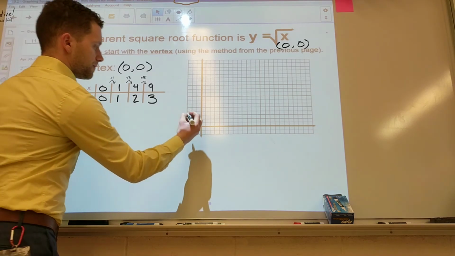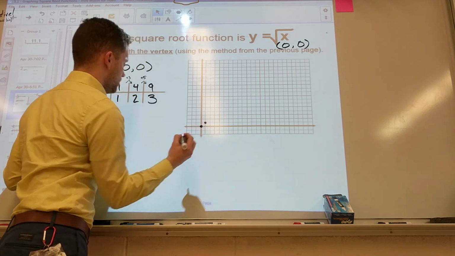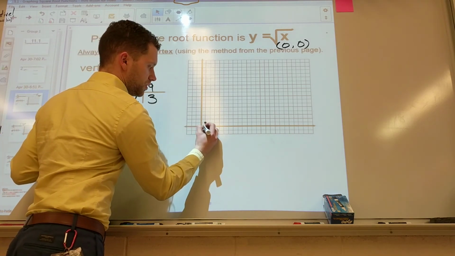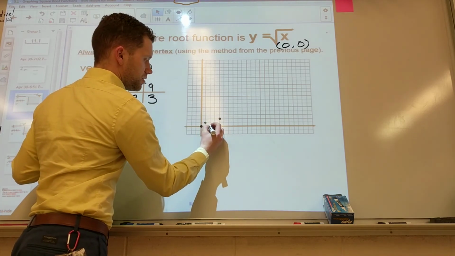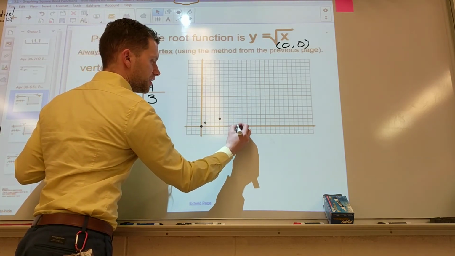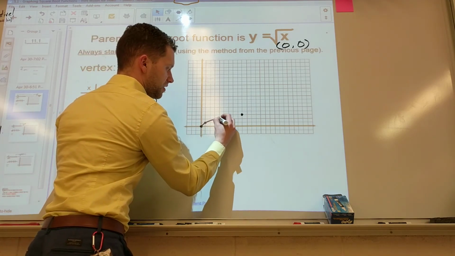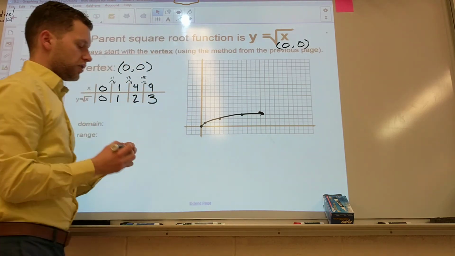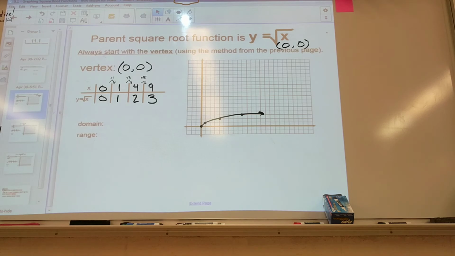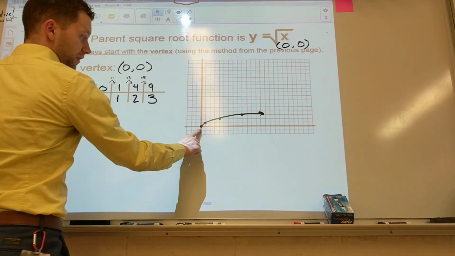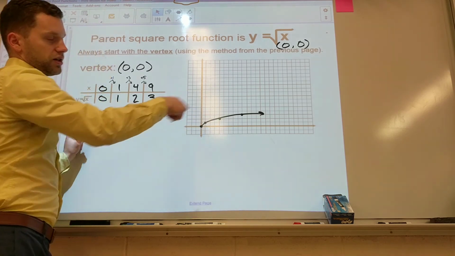So let's go ahead and graph this. So we have 0, 0. We have 1, 1. We have 4, 2. 1, 2, 3, 4, 2. And then we have 9, 3. So 1, 2, 3, 4, 5, 6, 7, 9, 3. Okay? So you'll see we have this shape that kind of looks like a half parabola. Okay, so it's just going to be this positive arm. So you'll notice that vertex right there is the end point, that starting point of that shape.